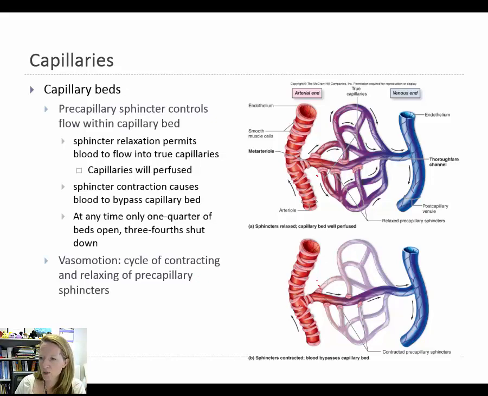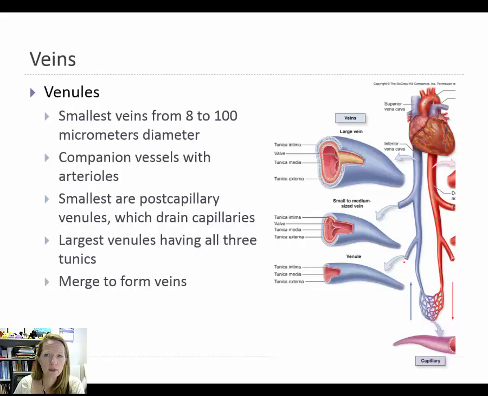So let's take a look and see what happens when blood flows through this little thoroughfare channel. And then it goes into these, which are going to be the postcapillary venules. So venules are going to be the smallest of our veins, so they have the smallest diameter. They are going to be companion vessels to the arterioles. So a lot of these vessels, arteries, are going to have a companion vein, which is really nice, right? To have a little companion right next to it. There's the smallest postcapillary venules, and they are going to drain the capillaries.